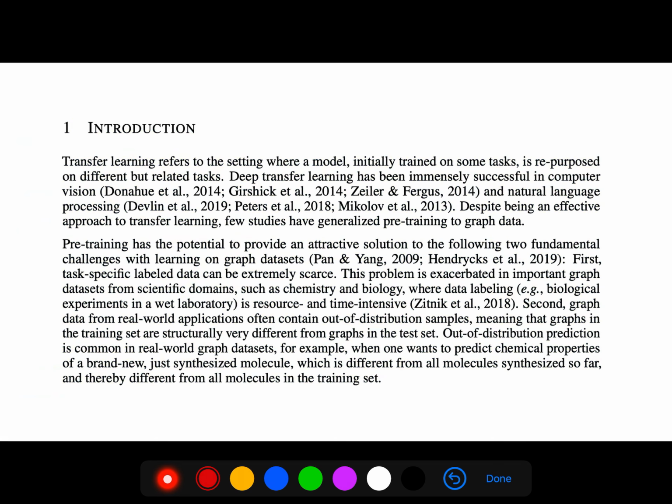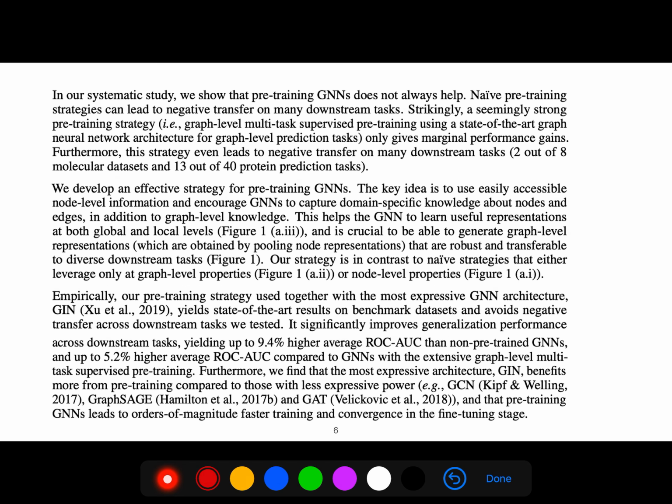Transfer learning refers to the setting where a model initially trained on some task is repurposed on different but related tasks. And pre-training has the potential to provide an attractive solution to the following two fundamental challenges with learning on graph datasets. First, task-specific label data can be extremely scarce. Second, graph data from real-world applications often contain out-of-distribution samples.